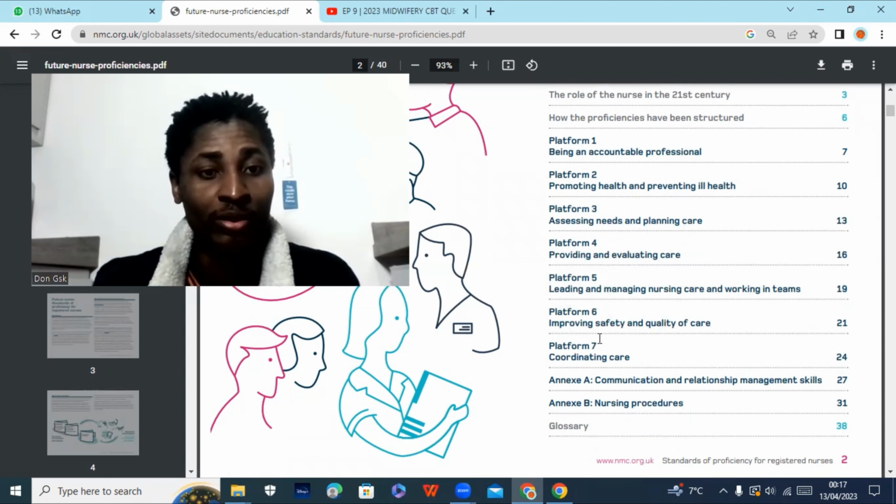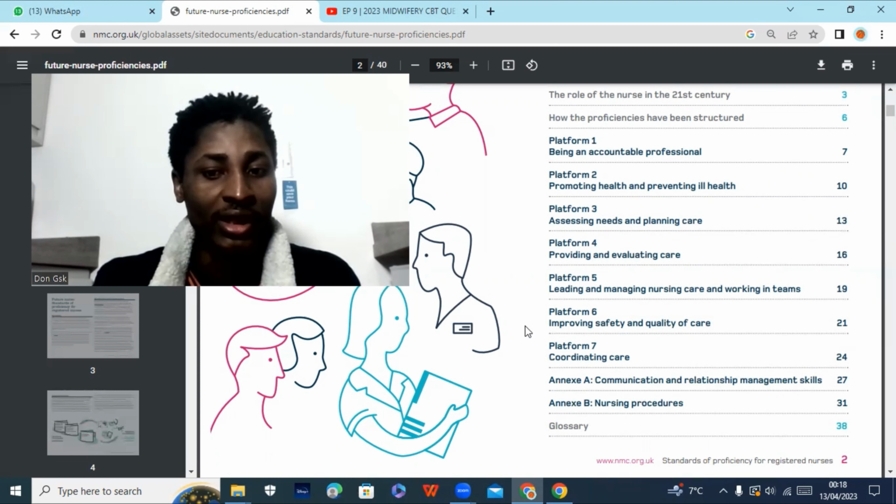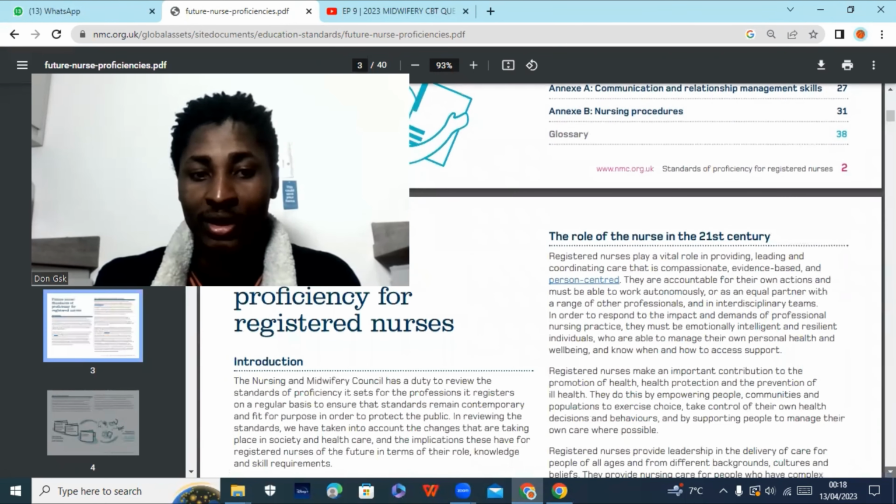Safety is very, very paramount when it comes to nursing practice in the UK. Then 7, coordinating care. If you are a manager, how do you coordinate care within teams? You should know that. Then Annex A, we have communication and relationship management skills. And then Annex B is the nursing procedures that I was talking about. So let's go to each platform and see how it is entered.